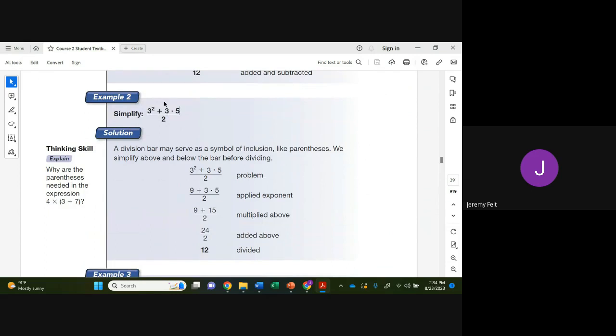So even though it's all within the grouping symbol, we had an exponent, addition, and multiplication within there. So within our grouped symbol, or our numerator, we had to follow order of operations as well.